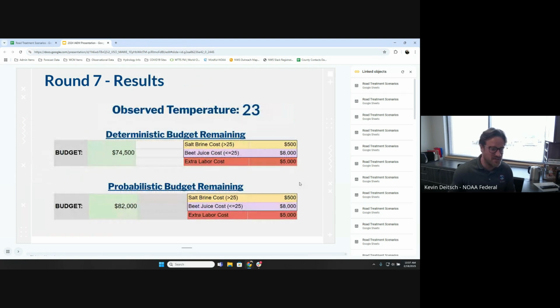Survey says 23. Got pretty cold. All right, so that definitely seals it for the probabilistic. So that's where it ends up. Deterministic 61 left, probabilistic 74,000 left. So hopefully you guys kind of get the game. Like I said, it's simple.